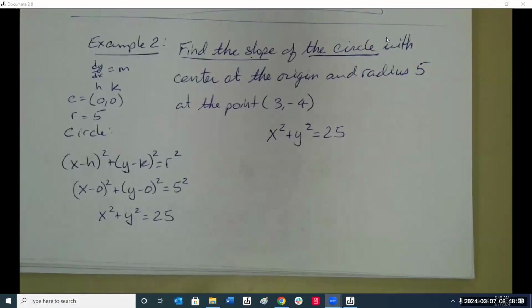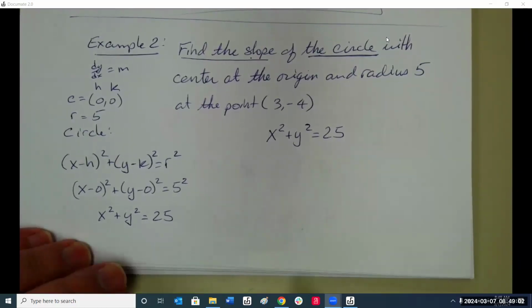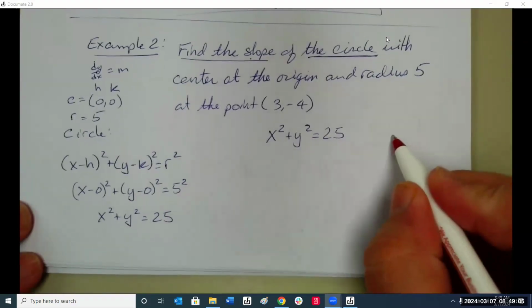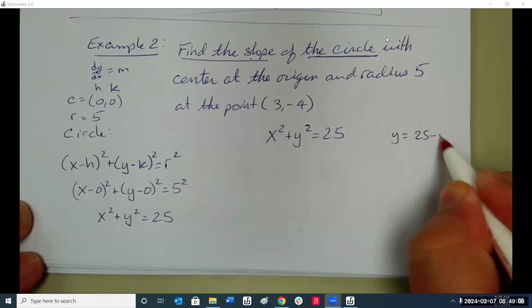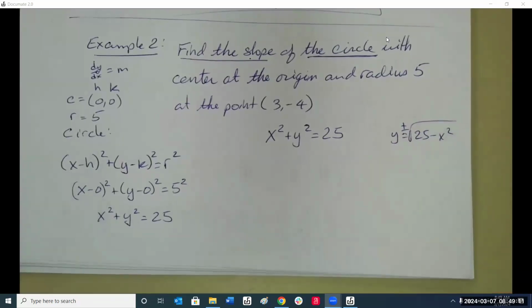How would you all approach this? If you were given this, would you first solve for y and then take the derivative of it, or would you just go ahead and use implicit differentiation? Use implicit differentiation. Yes, very good. We would use implicit differentiation because it's much easier. Because if we didn't, we'd have to solve for y, which would give us y equals plus or minus the square root of 25 minus x squared. We'd have to take the derivative of that, which means 25 minus x squared to the power 1/2, and take the derivative of all that stuff. It's a lot of extra work.